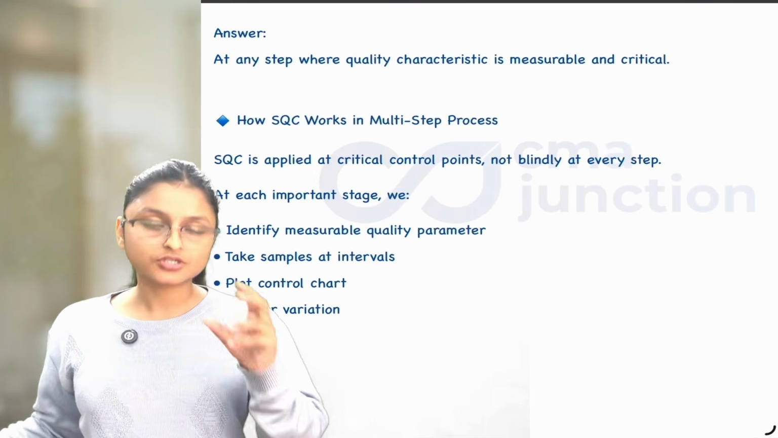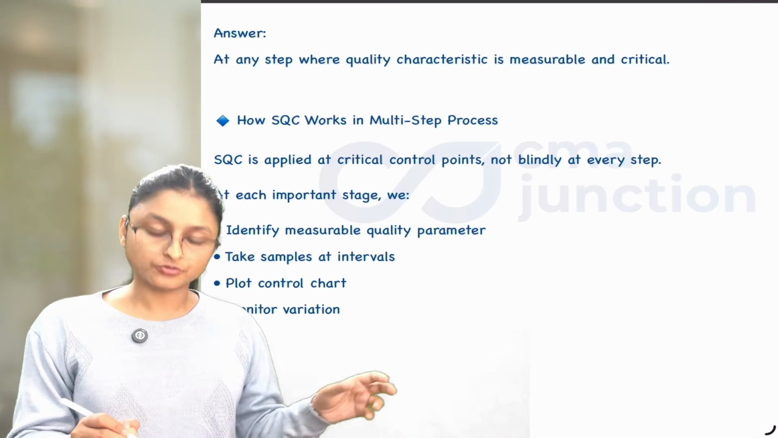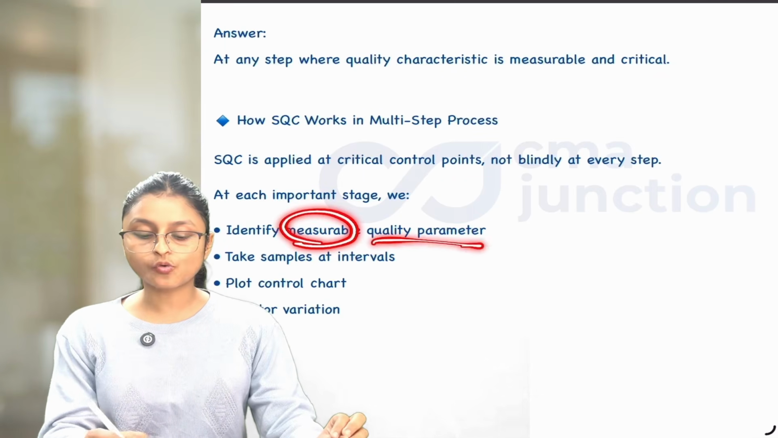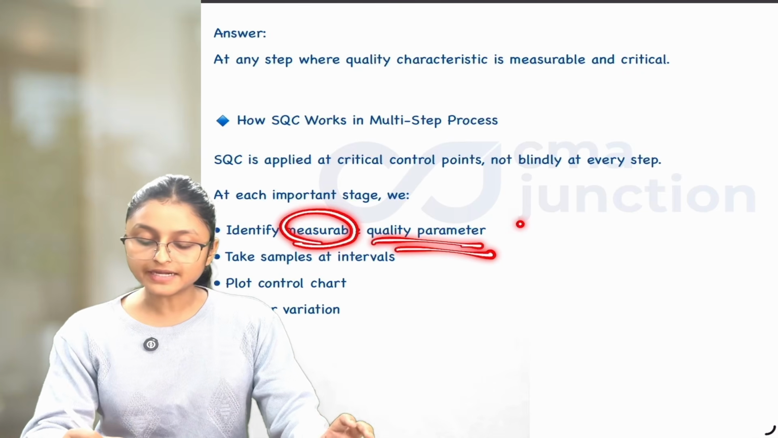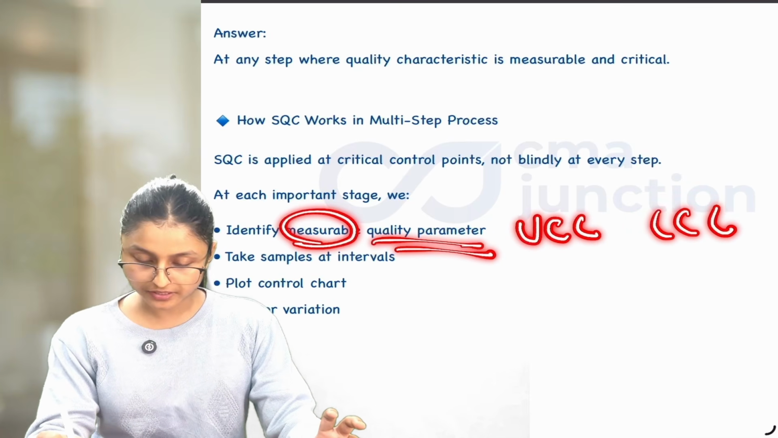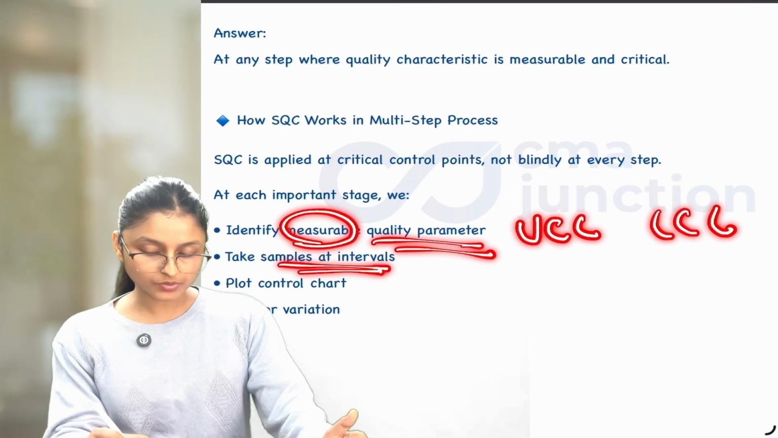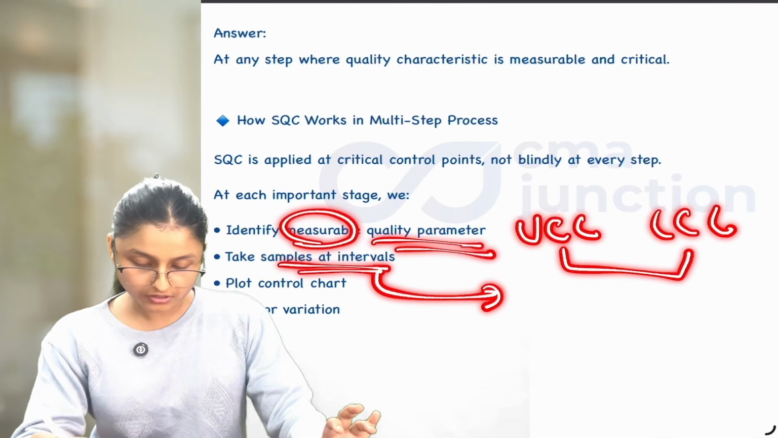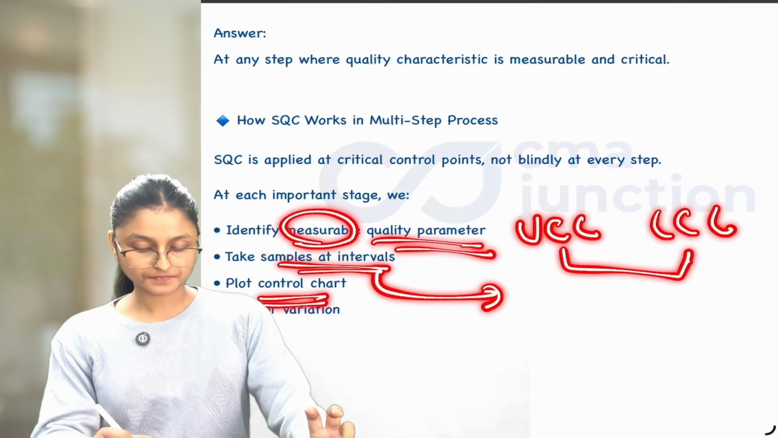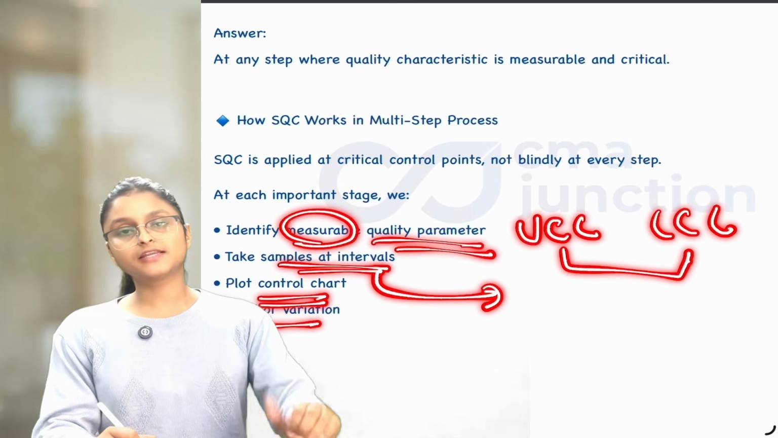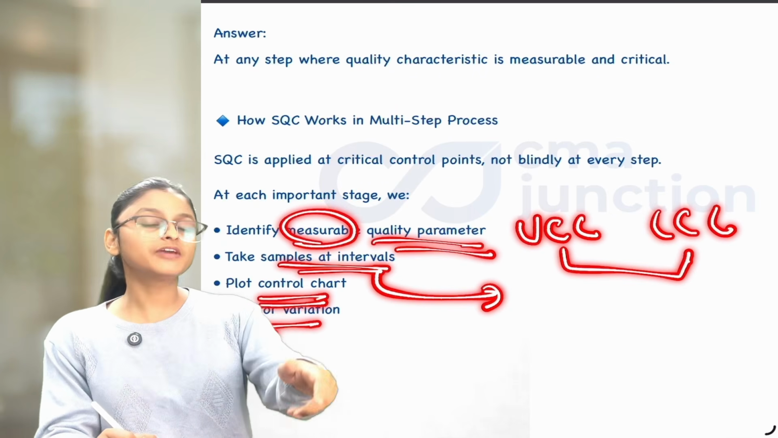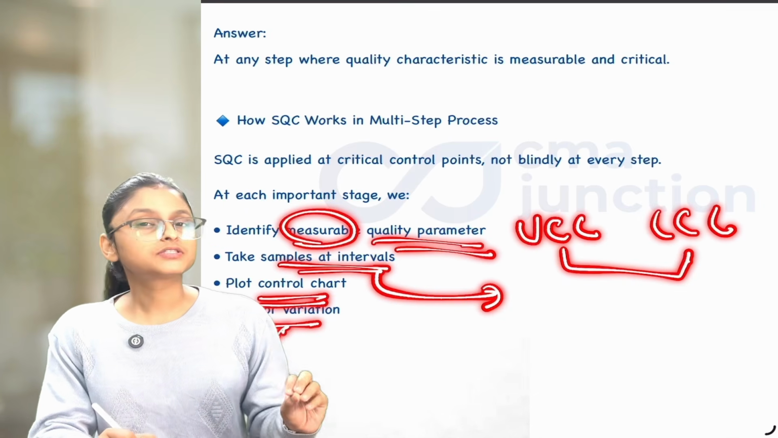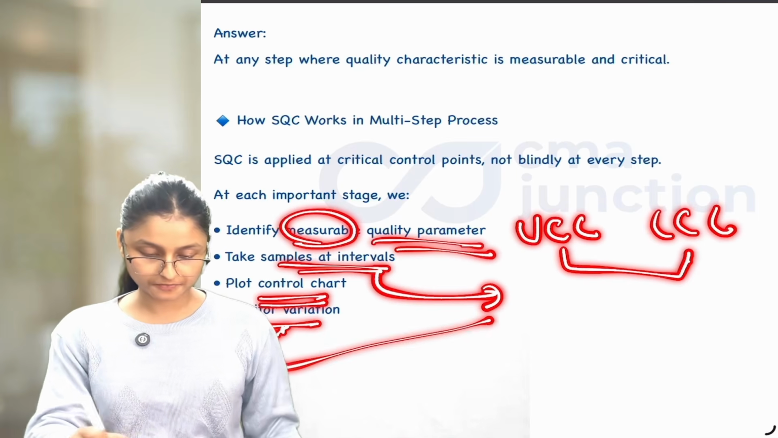Now, at each important stage, wherever we are using statistical quality control, first we will identify a measurable quality parameter. That means we will set our upper control limit and lower control limit. Take samples at intervals so that we can check whether our sample is coming between these limits or not, and plot a control chart. And if there is normal variation, good enough. If it is special variation, then you need to check your process. There might be some mistakes or problems with the process itself.